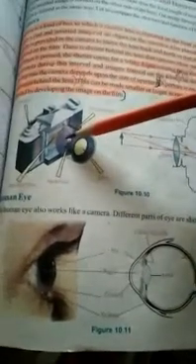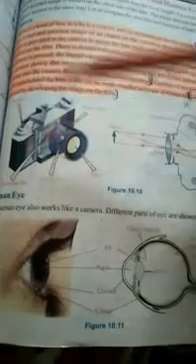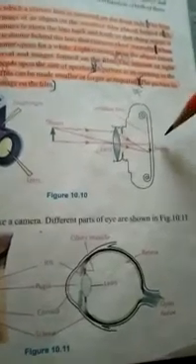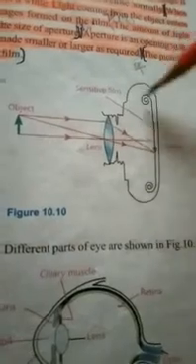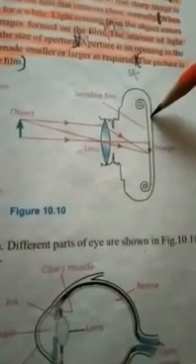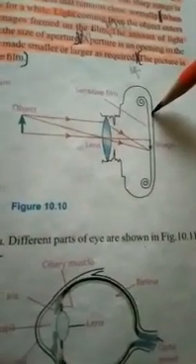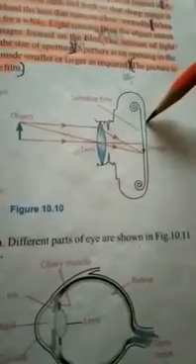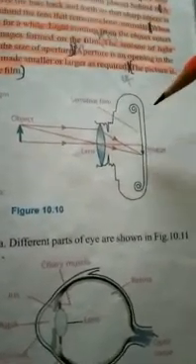Here you can see the diagram of the camera. This is the lens, this is the aperture, this is the diaphragm, this is the film that is present in the camera, and this is the button that we can click. Basically there are two main things in the camera. Here you can see in the diagram, first is the lens and second is the sensitive film, which is also called the photographic film. And on this film we can get the image of the object.